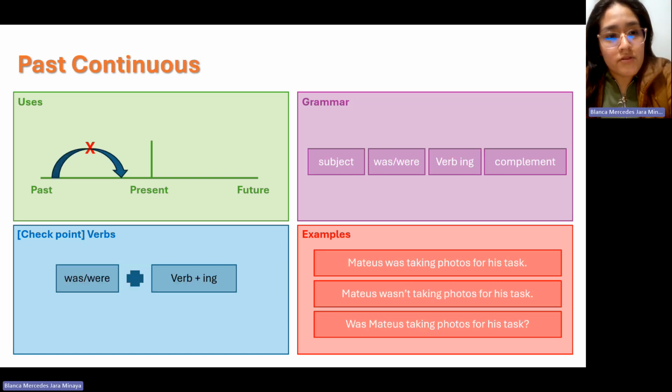Let's continue with the past continuous. This is used to talk about ongoing actions in the past. What about the grammar? We use the subject, we add was or were according to the subject, the verb in ing, and the complement. Some examples: Matthew was taking photos for his task. Matthew wasn't taking photos for his task. And was Matthew taking photos for his task? This is affirmative, negative, interrogative.